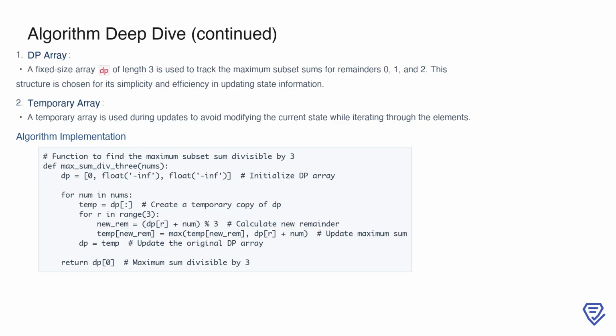The algorithm itself is implemented in a straightforward way. Starting with an initialized DP array, we iterate through the numbers in the input array, compute the new remainders, and update the maximum sums accordingly. After processing all numbers, the result is simply the value stored in dp[0]. This implementation achieves an optimal balance between clarity, efficiency, and correctness.